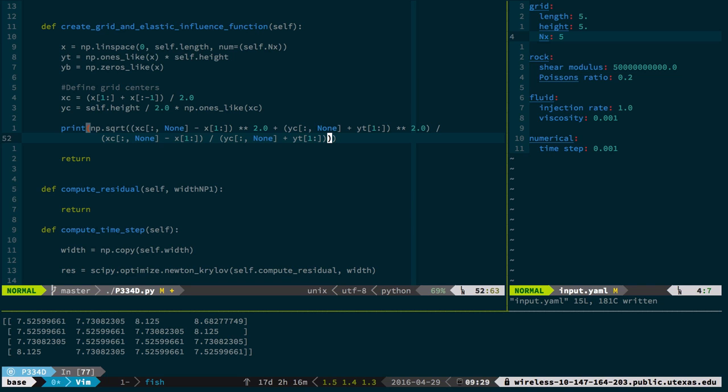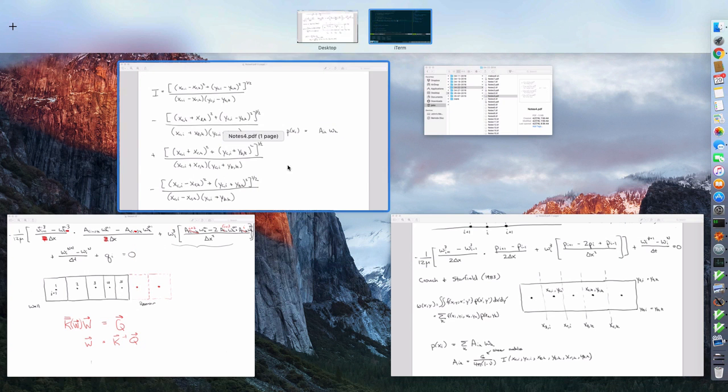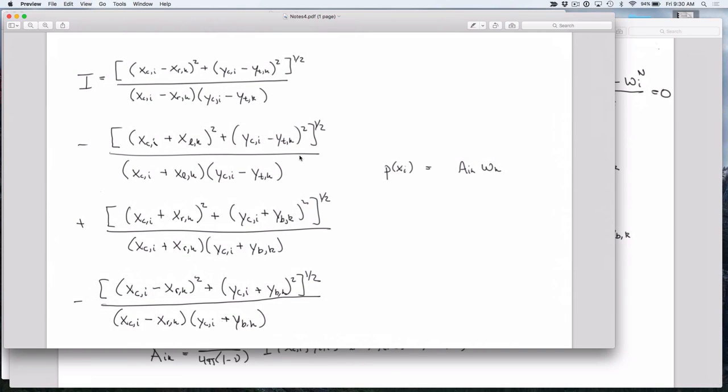I think that's it, right? So divide by, so I just take the first term, get rid of the squared sign, and divide by it, and then take the second term, get rid of the squared sign, and divide by it. So I think.